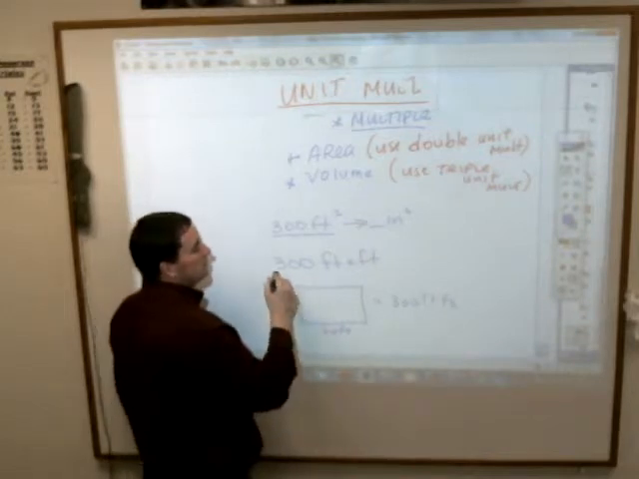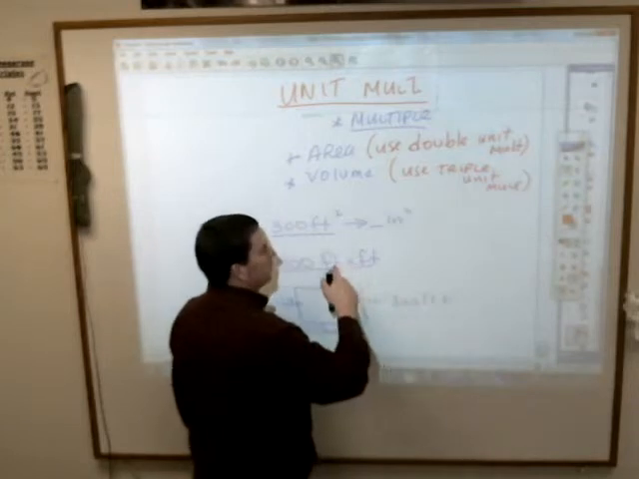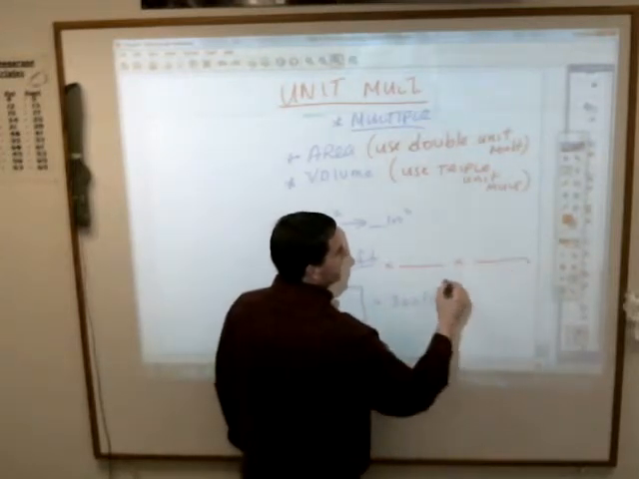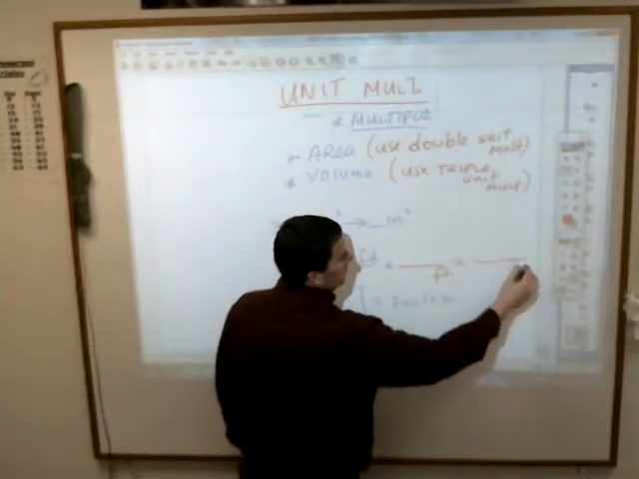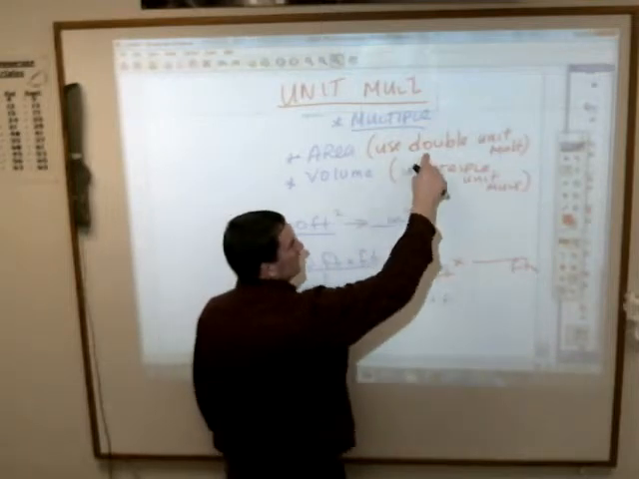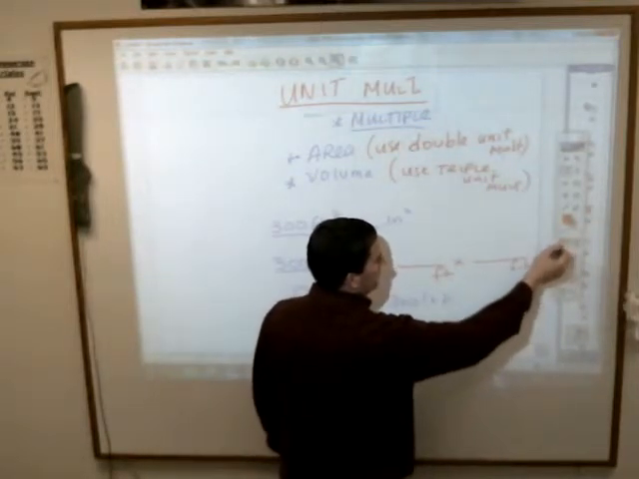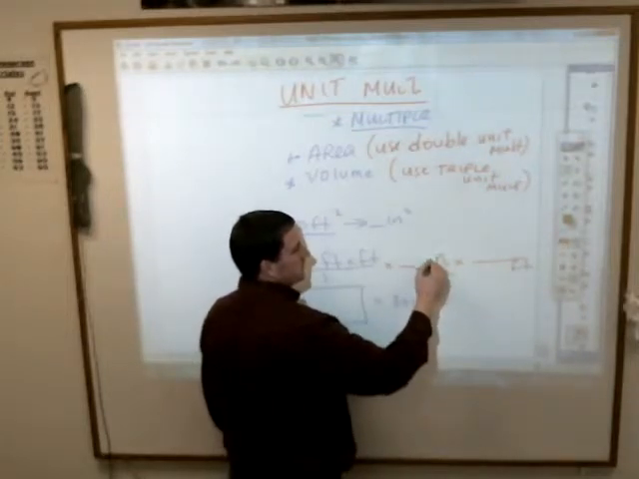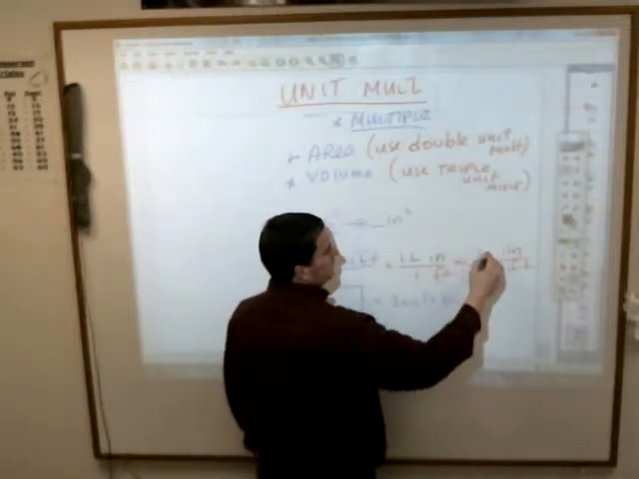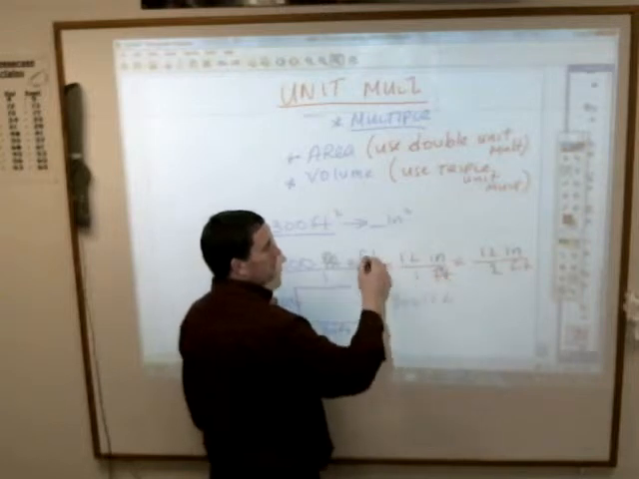Okay? So when you do this as unit multipliers, in order to get both labels to cross off, you have to use 2 identical unit multipliers. That's why area, anytime it's square units, you have to use double unit multipliers. And then we're changing it into inches. So I put my inches on top, and I know that there are 12 inches in 1 foot. My label feet cross off.